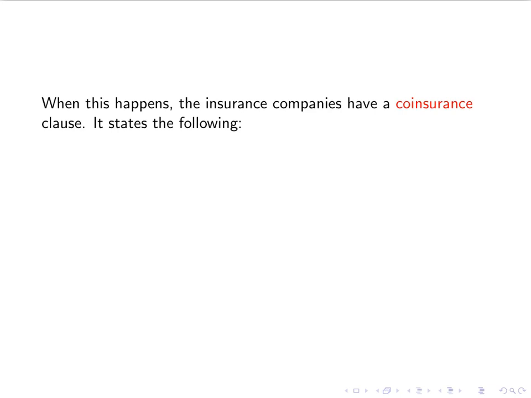But if that happens, the insurance companies still need to make sure that they make money. So they have what's called a coinsurance clause. I know that looks like coin insurance, but it's co-insurance because you are insuring it as the business owner and the insurance company is insuring it. So it's a co-insurance clause, which states the following.